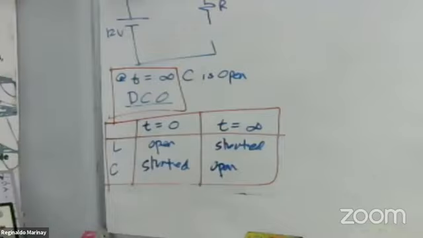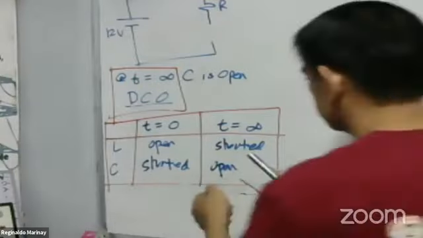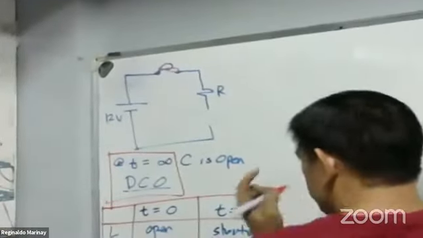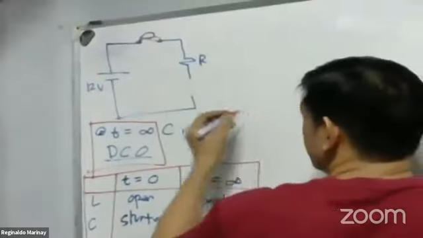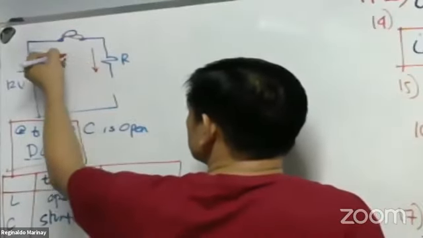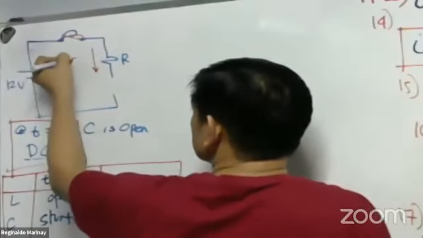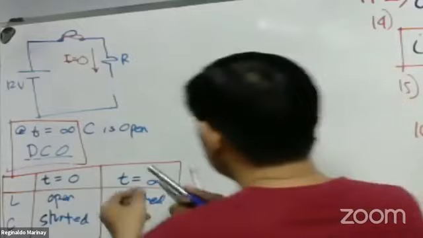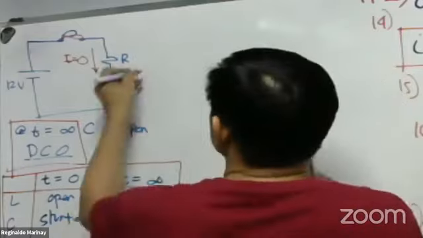Question. If I open that capacitor, t is equal to infinity, meaning the switch is closed. If the capacitor is open circuited, is there any current that will flow here? Of course not. There's no current, because it is open circuited. But I will connect a voltmeter. This is a voltmeter. What will be our voltmeter reading here?